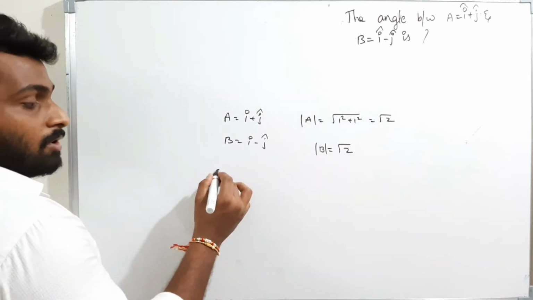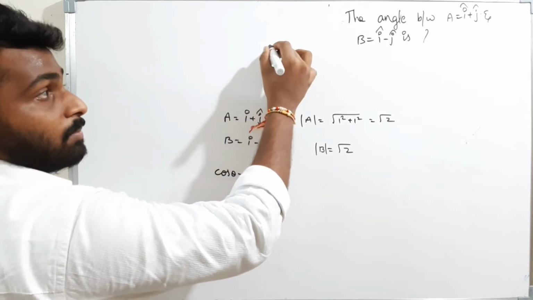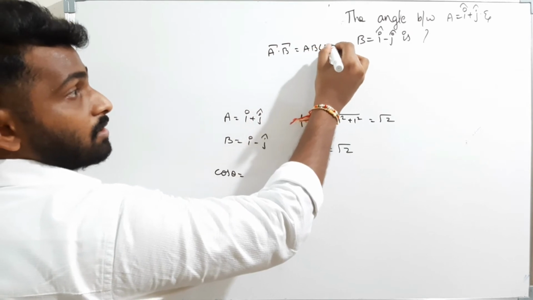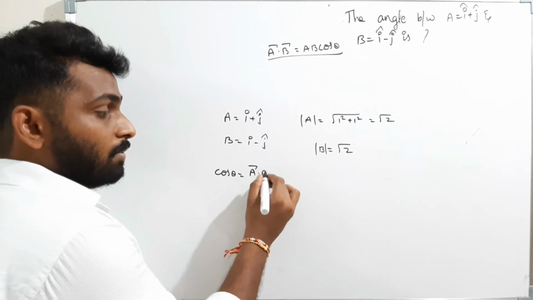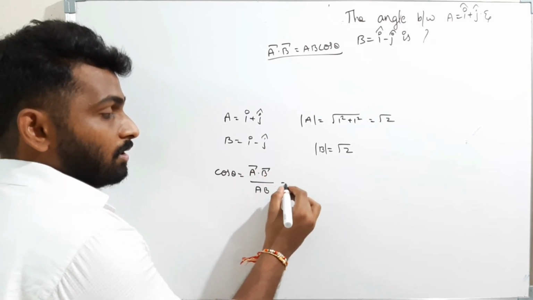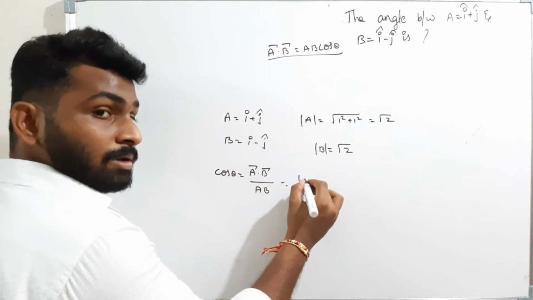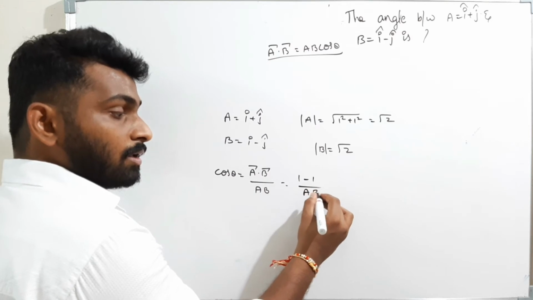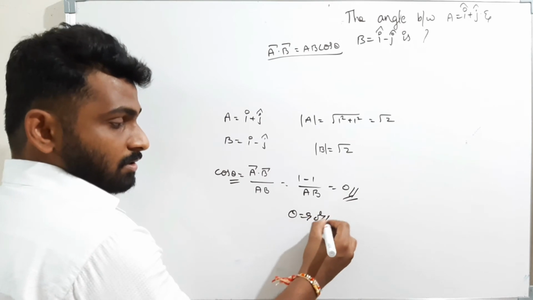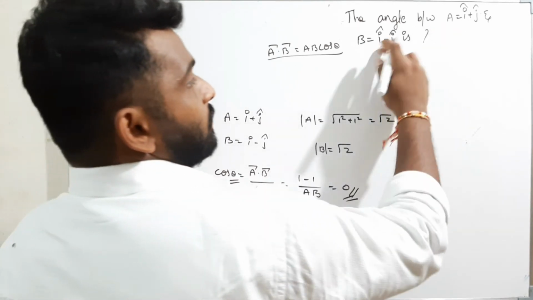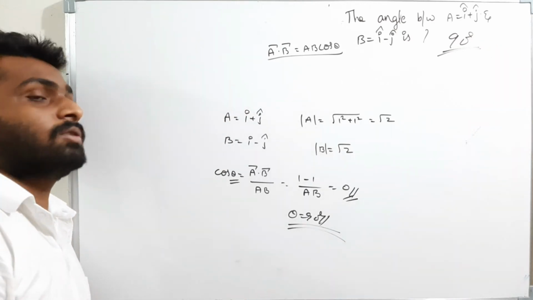Okay. Now see here, what is cos theta? A bar dot B bar is equal to AB cos theta. The dot product. Cos theta is equal to A bar dot B bar by AB. A bar dot B bar is 1 into 1 plus 1 into minus 1. How much? That is 0 by AB, which is nothing but 0. When will the cos value be 0? When theta is 90 degrees. Therefore, the angle between A and B is 90 degrees. That's all. Very simple questions. Okay, now let's see one more question.